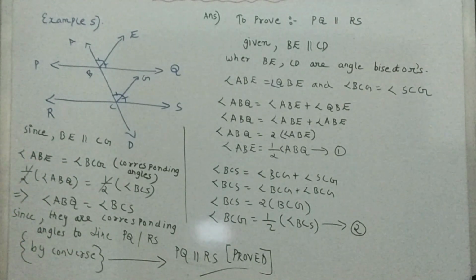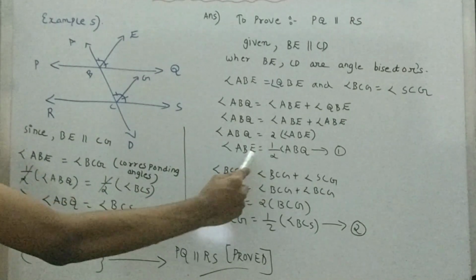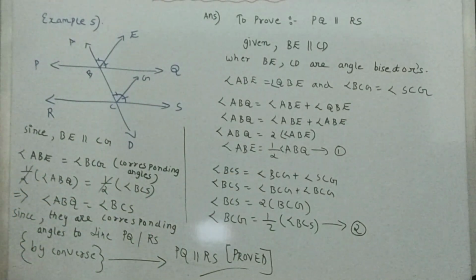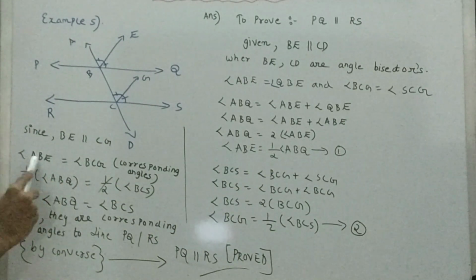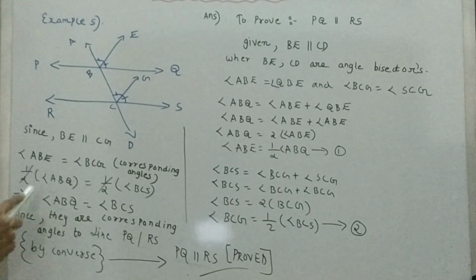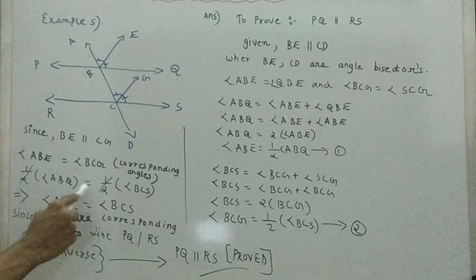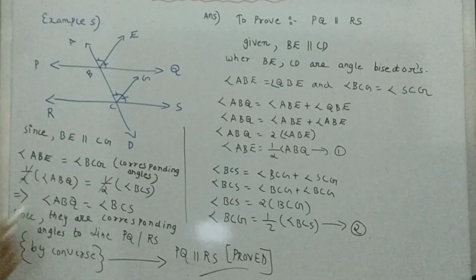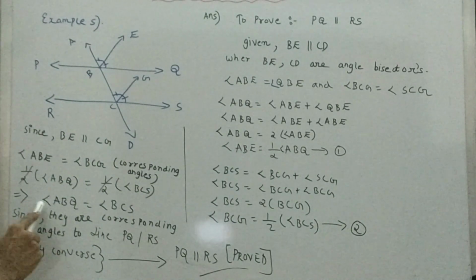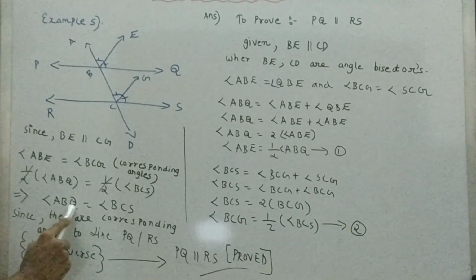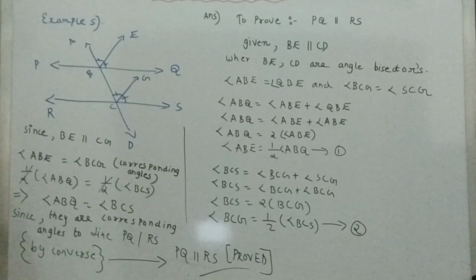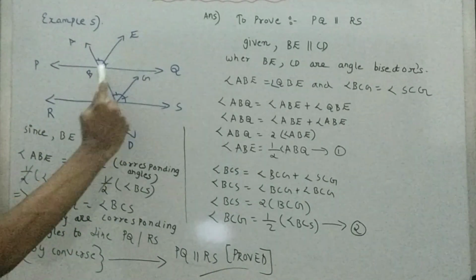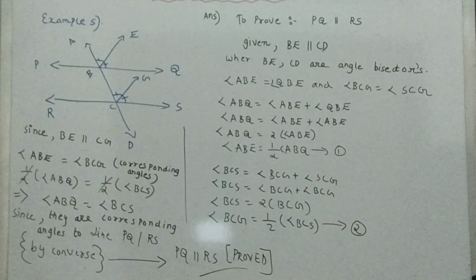Now here we have found the value of angle ABE and BCG, isn't it? So we can just substitute it in place of ABE and BCG. So you will be getting half of angle ABQ is equal to half of angle BCS. This half you can cancel off, and finally you will be getting angle ABQ is equal to angle BCS. That is, angle ABQ is equal to angle BCS.